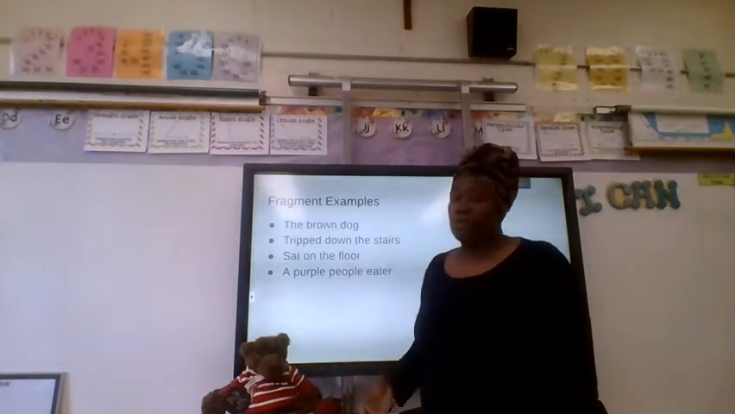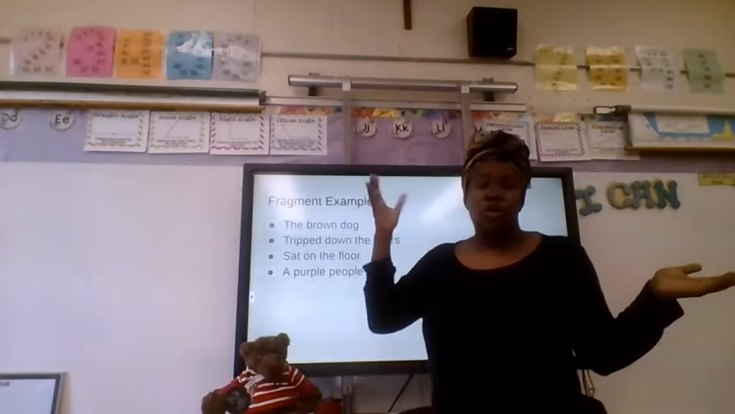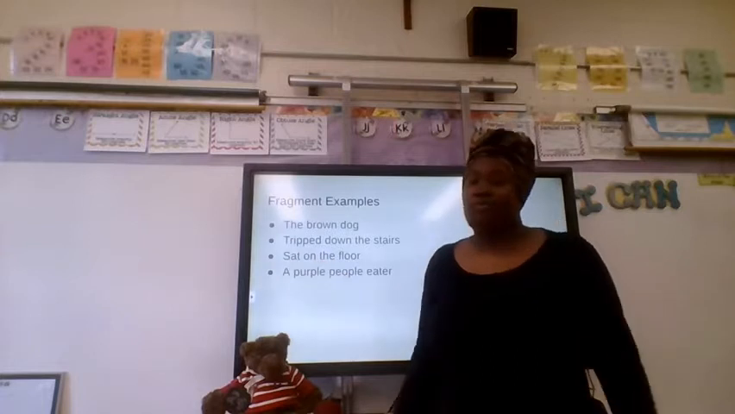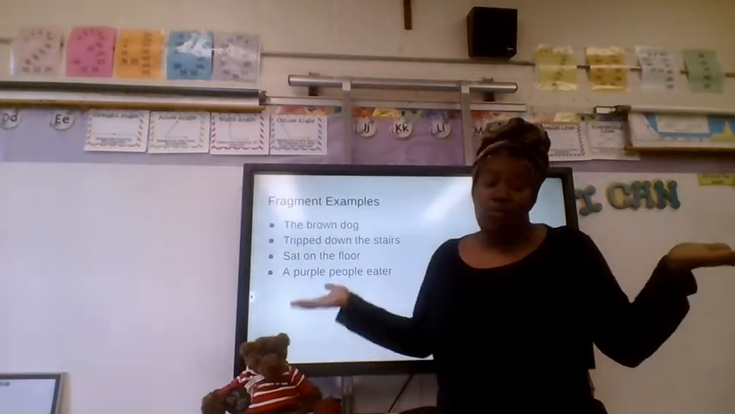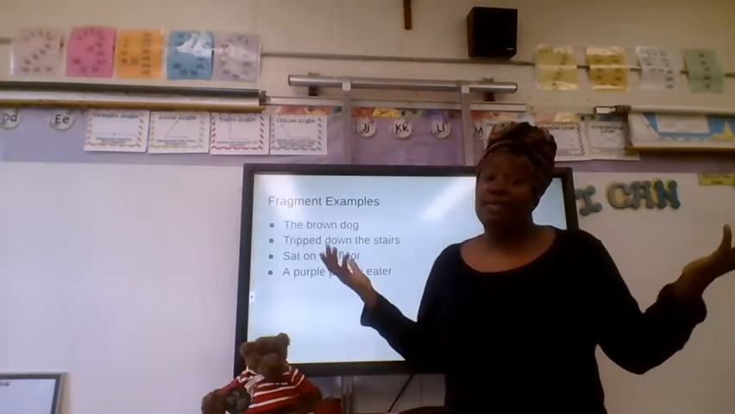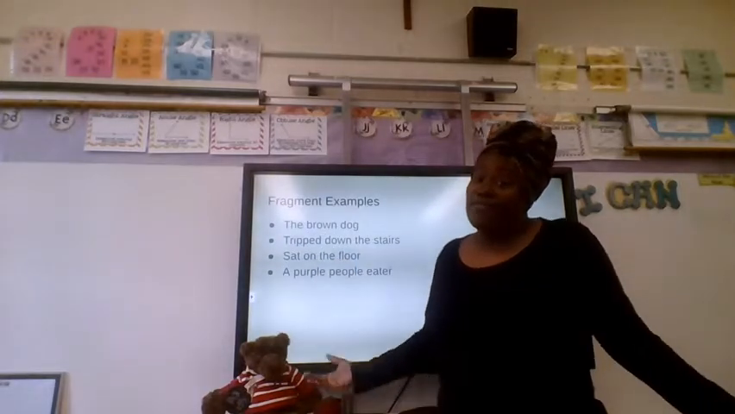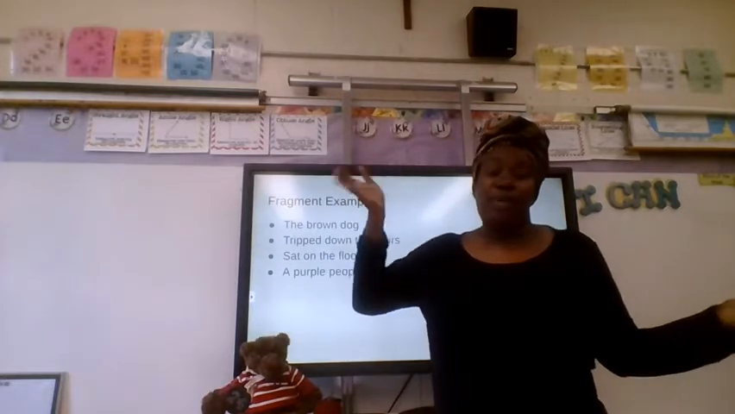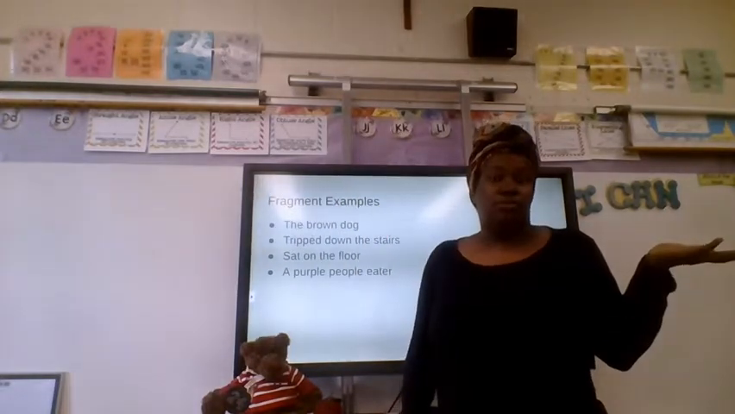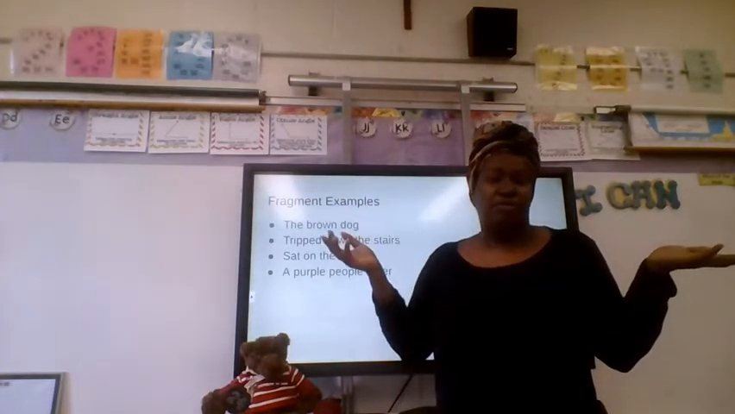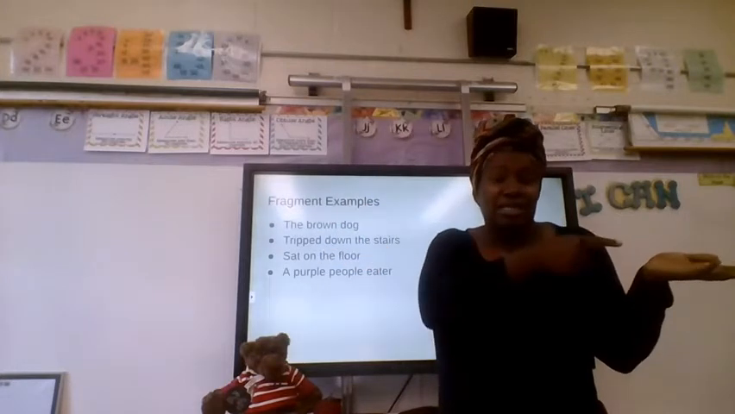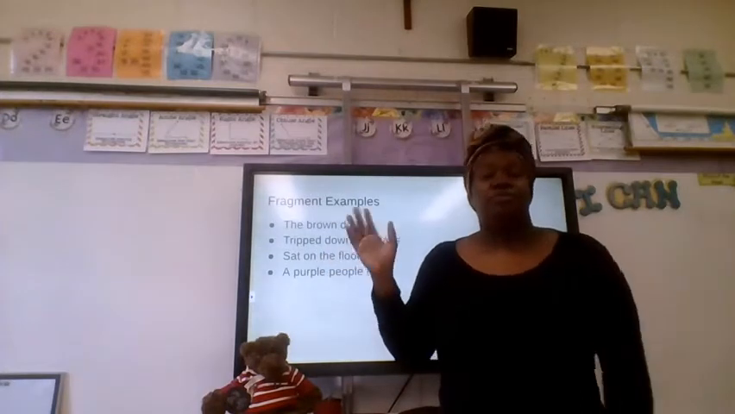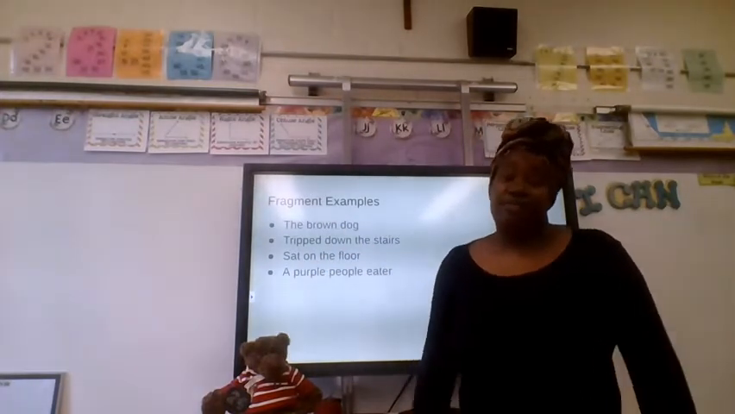Sat on the floor. Who sat on the floor? I don't know, do you? We need not one, we need 2 to make it complete, and we don't have it. It's still a fragment. Last but not least, a purple people eater. What did it do? We don't know. This is still a fragment.